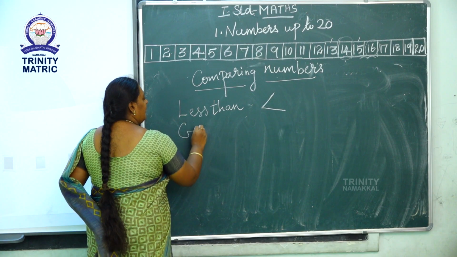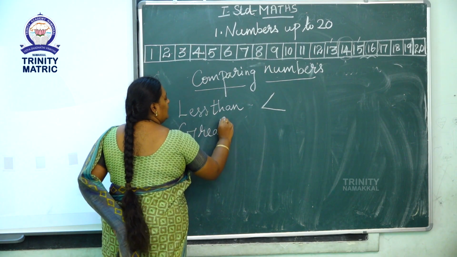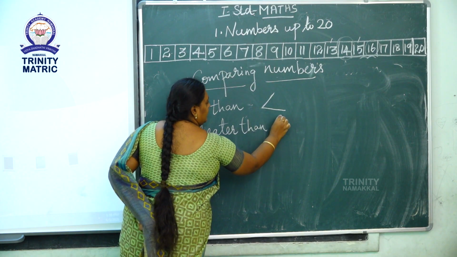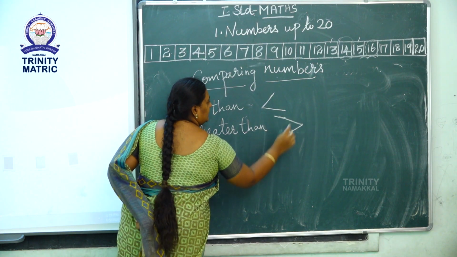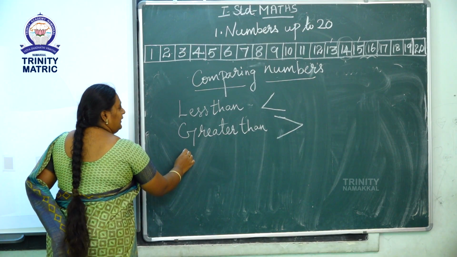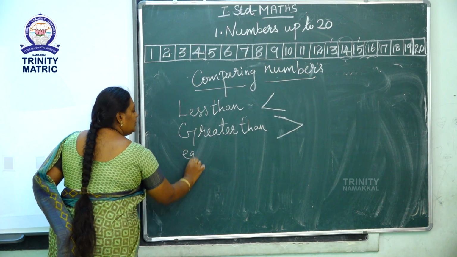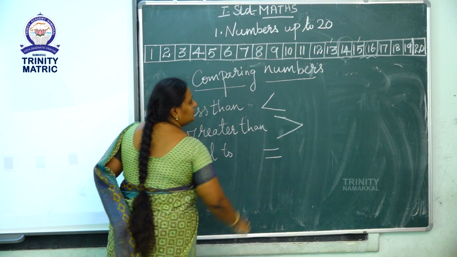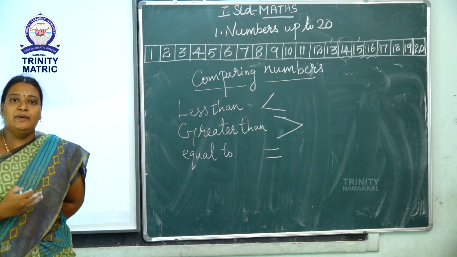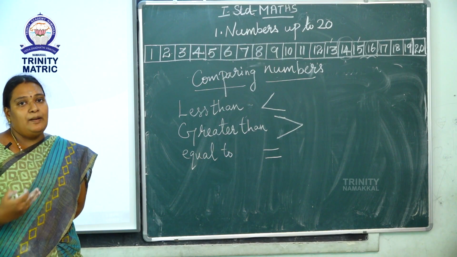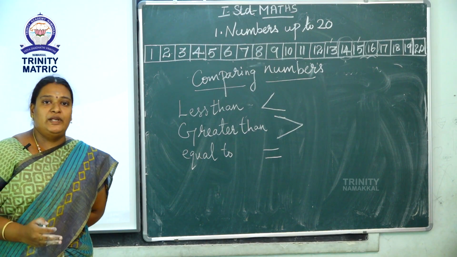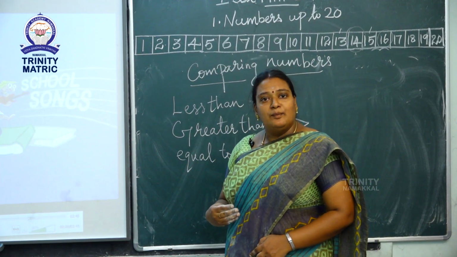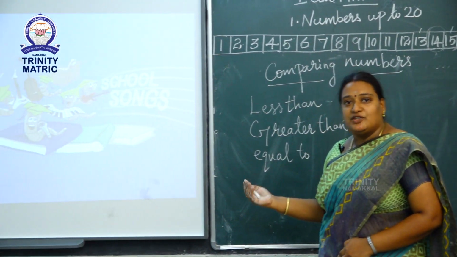Then what is greater than symbol? Yes, this one. Then what is equal to symbol? So this is equal to symbol. So using this symbol we are going to compare the numbers from 1 to 20. Okay children, let us see one comparing number song rhymes. Okay, let us watch.